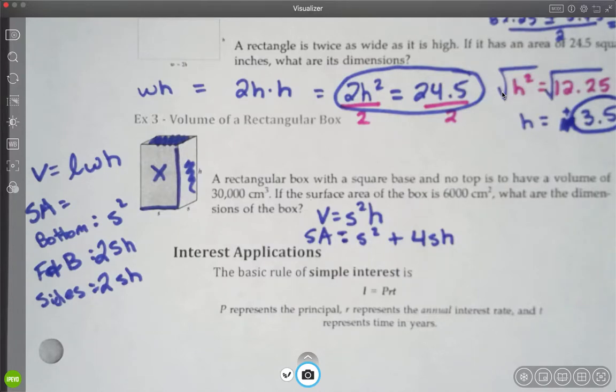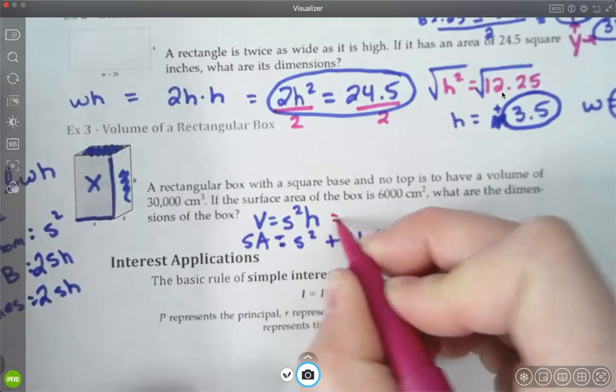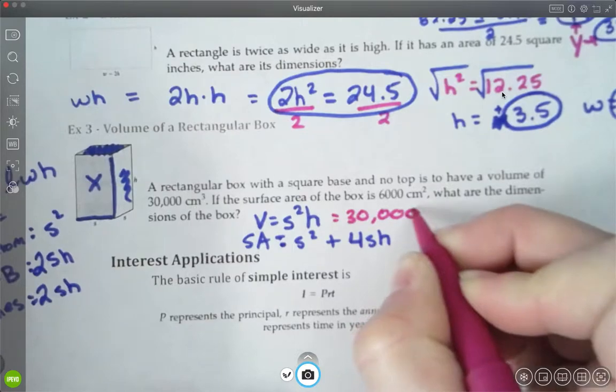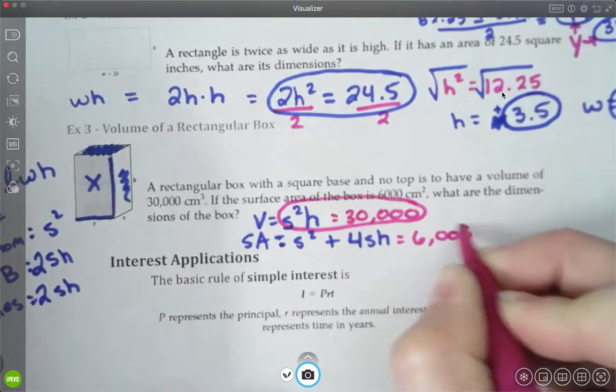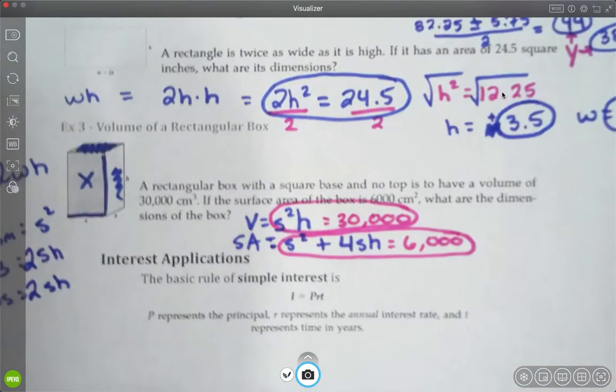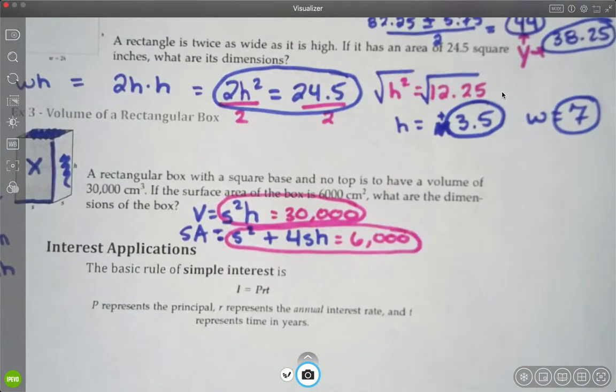Okay, now, we know what the volume should be, right? 30,000. So I've got this going on here, and the surface area should be 6,000. 30,000, 6,000. Yes? Good? Okay, I'm going to start you on this problem, and then this is what you're going to finish for homework.